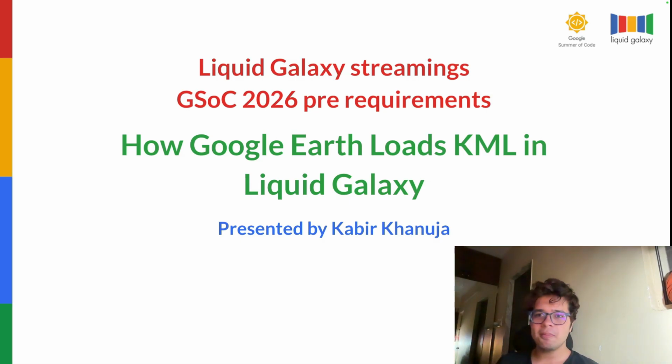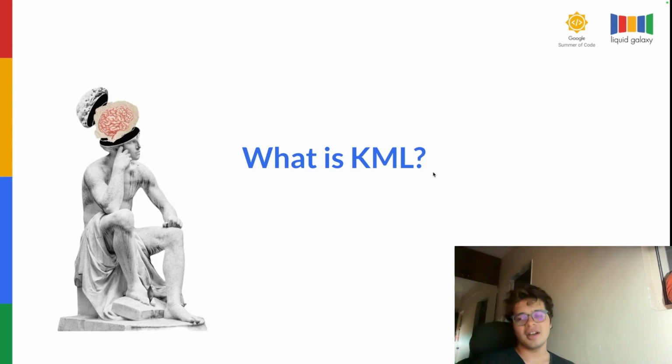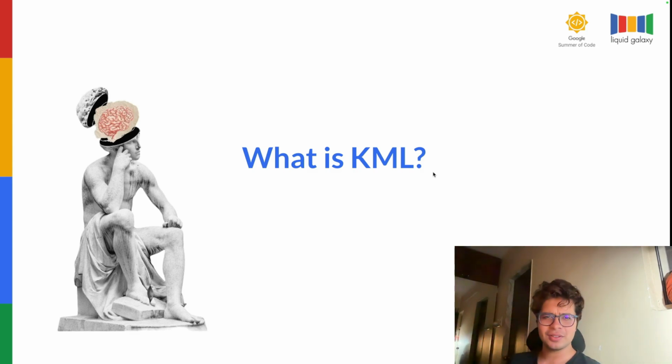Whereas what makes Google Earth interesting is that we see things in 3 dimensions. And if we see them, then how do they get processed in 3 dimensions into the system, let alone how Google Earth loads KML in Liquid Galaxy? So that's something to figure out. But as always, we start by understanding the cornerstone of it.